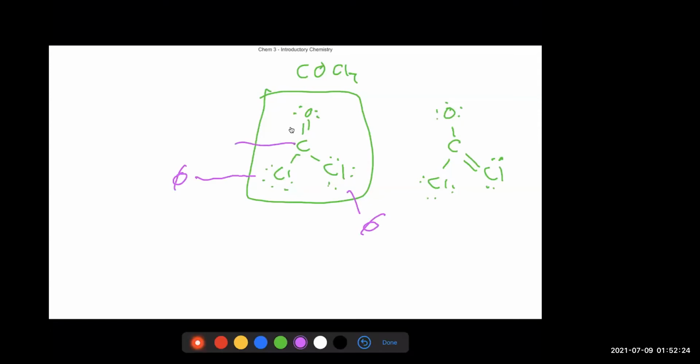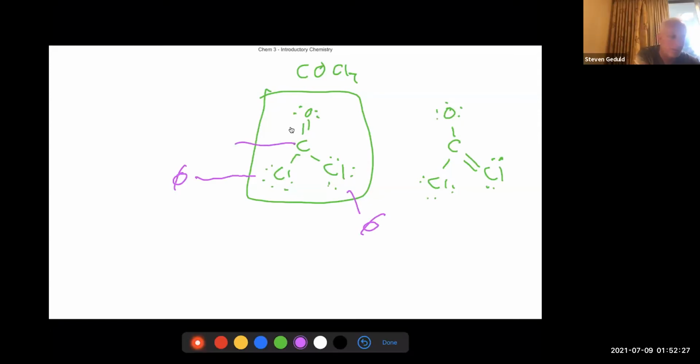Charge on this one? 0. Carbon, normally 4 bonds around it, it's 0. Oxygen, normally 6. We have 4 dots, 2 bonds. 6 minus 6 is 0. Every one of those elements has a 0 formal charge. Okay. Let's do this one. Carbon still has a 0 charge. This chlorine still has a 0 charge.